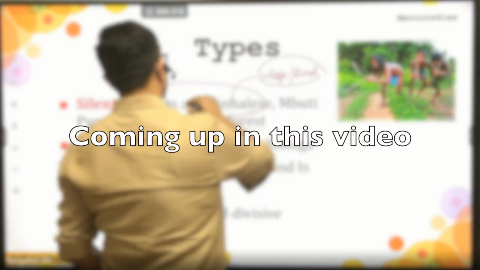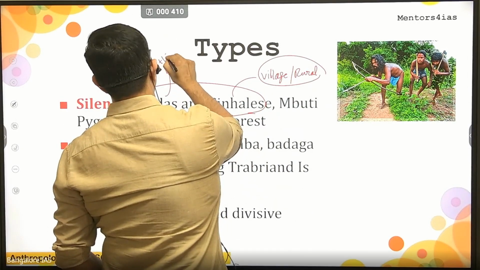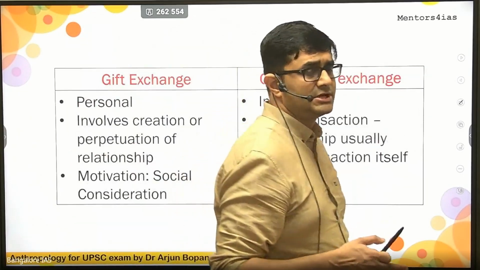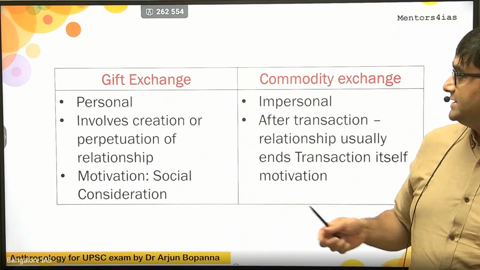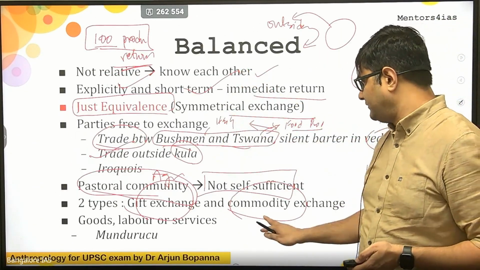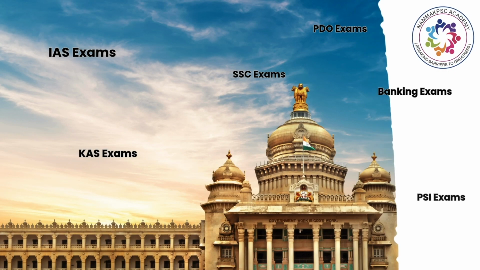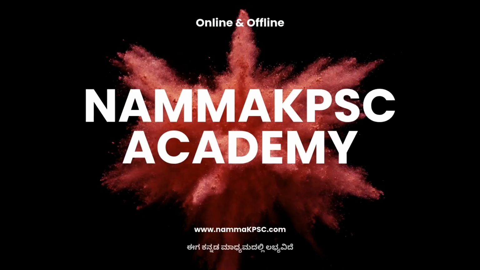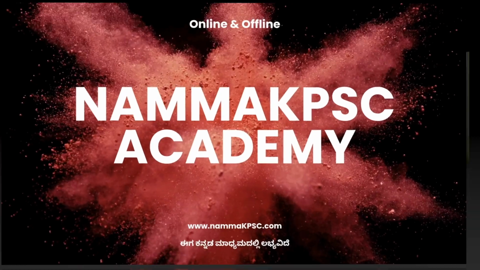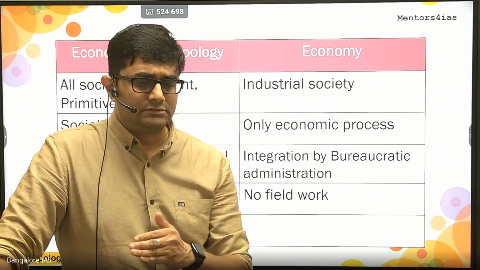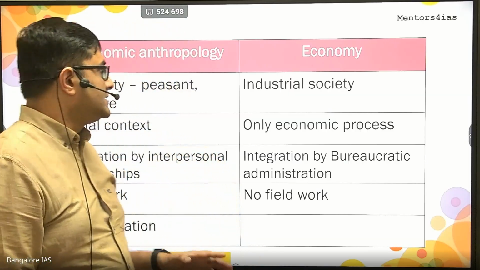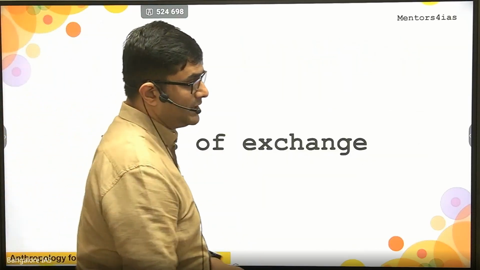Rural community, whereas Vedas are a hunting and gathering community. Gift exchange and commodity exchange, where again these are the features you should keep in mind. Okay, gift exchange. Every society known to mankind, whether it is agriculture, peasants, and other things, right? So that is something which you have to keep in mind.